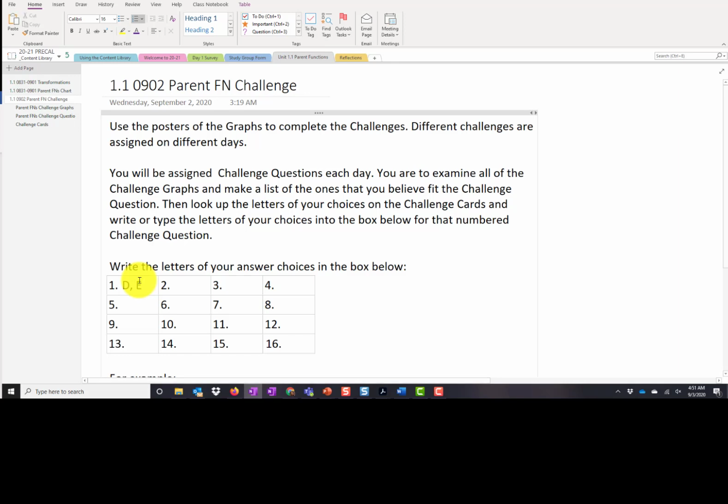And so on. And that's how you complete this challenge. For today, you're doing the first 6, 1 through 6. That's all you're doing today. We will do the others on another day.